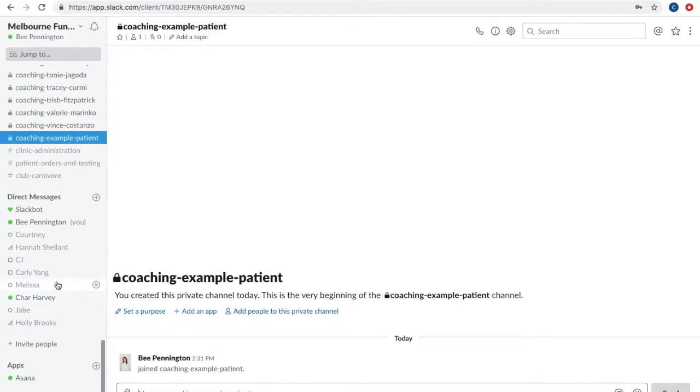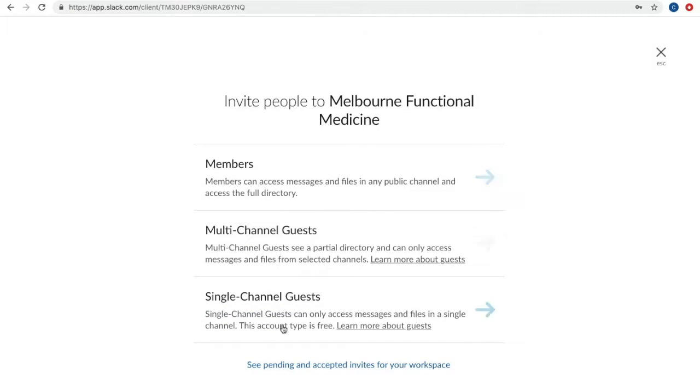So now we need to go down and invite the person. So we're going to invite a single channel guest. A single channel guest is someone who has one channel with you, and that is your private coaching channel. A multi-channel guest is someone who is involved in a group. So we've got like a carnivore group, a histamine group, a fatigue group. And so those channels are for people who will be sharing their tips and strategies with other people doing similar stuff.